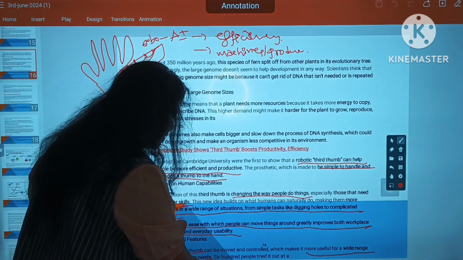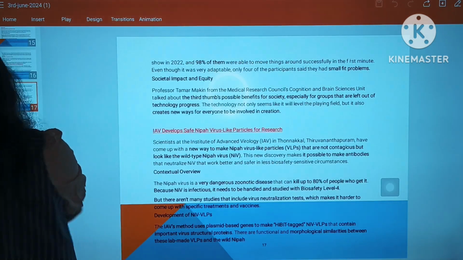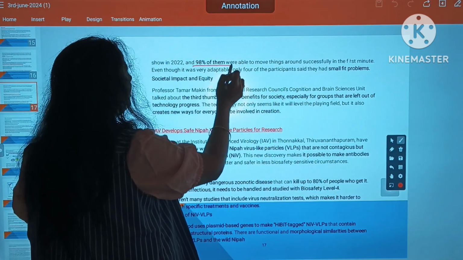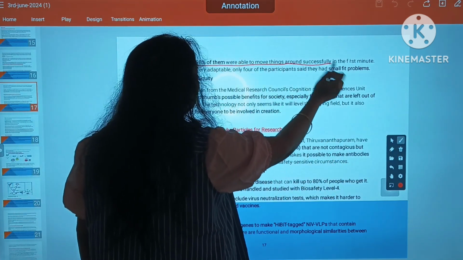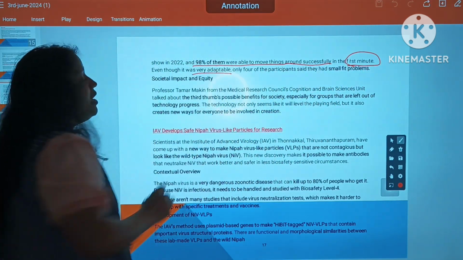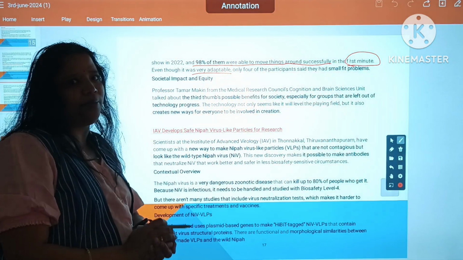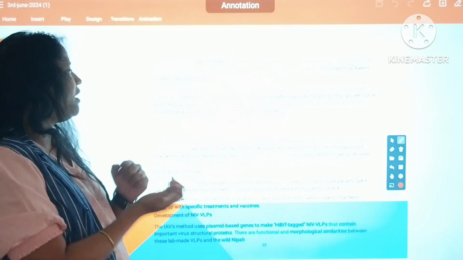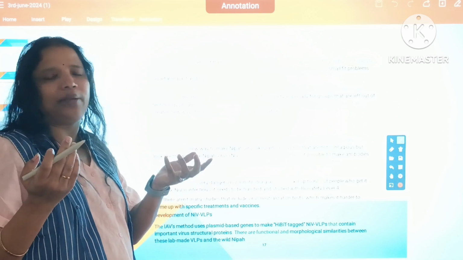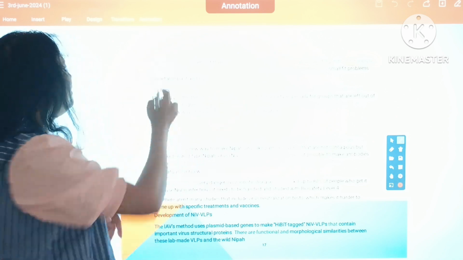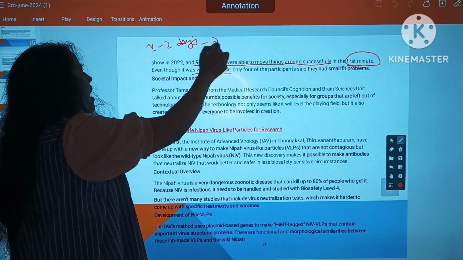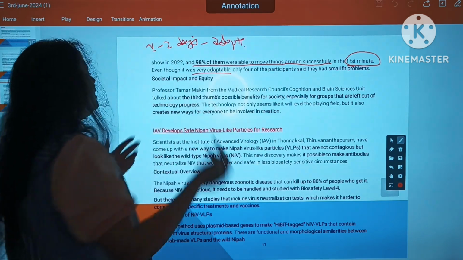600 people tried it out. Of them, 98% were able to move things around successfully in the first minute. And even though it is very adaptable, when the first time it looks hard. When you take the third thumb and fix it to your hand, it will be hard for you until you get habituated. At least 1 to 2 days it takes to adapt to it. After adoption, it makes things easy for you.